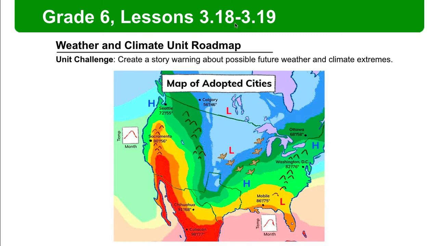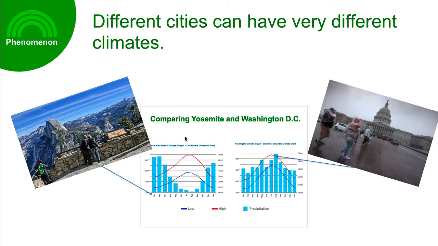In this group of lessons, we turn our focus to global patterns of air movement. But of course, we start locally. We center on the phenomenon that different cities can have very different climates. For example, if you're planning a summer trip, it never rains in August in Yosemite, but August is usually the wettest month in Washington, D.C. How come these differences stay the same every year, and what causes them in the first place?